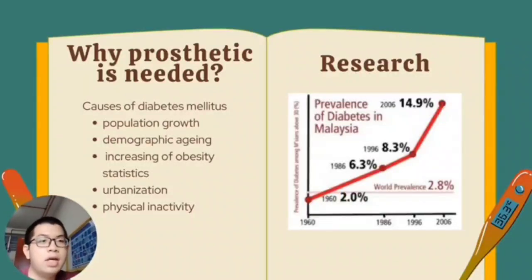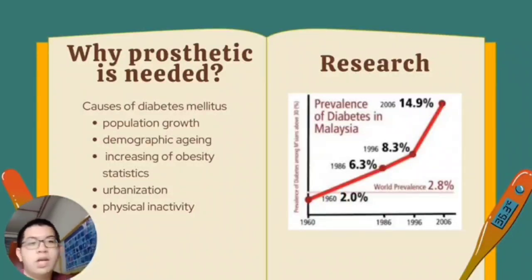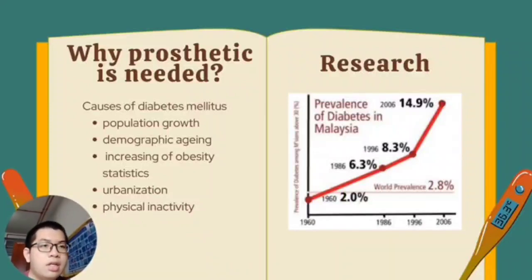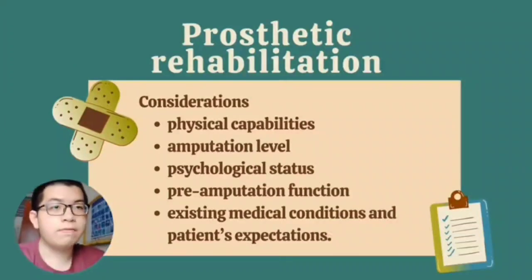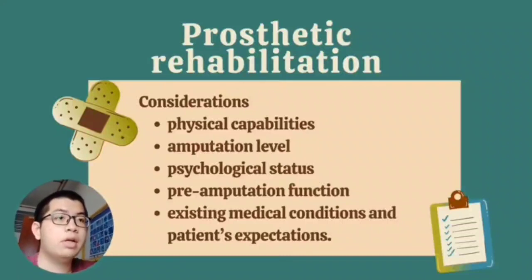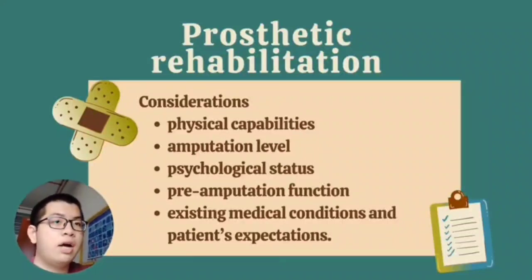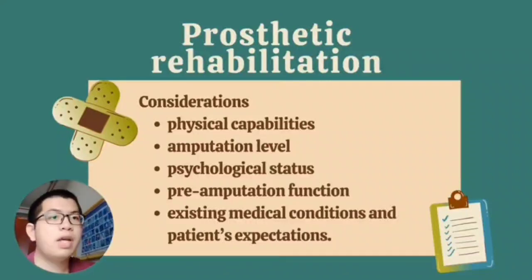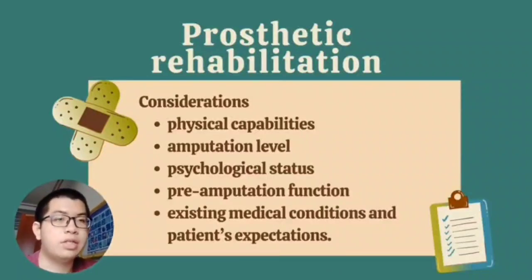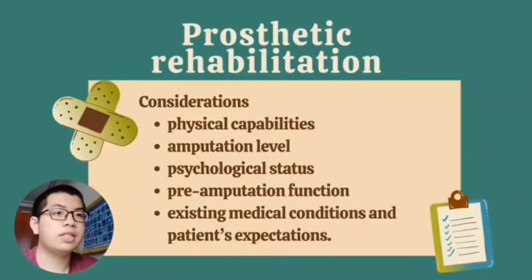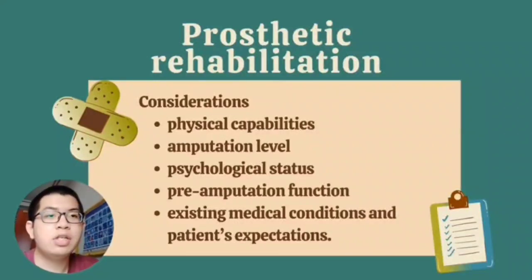From the chart given, it is sad to see that the prevalence of diabetes in Malaysia from 1960 till 2006 increased drastically. Because of that, prosthetic rehabilitation is required for amputees to gain independence in the most systematic steps possible. The considerations that must be taken into account are the physical capacity, amputation level, psychological status, pre-amputation function, existing medical condition, and patient's expectations. Therefore, amputees should have pre-prosthetic exercise which helps to improve the strength of muscle in the lower limb for the preparation of using the prosthetic limb.